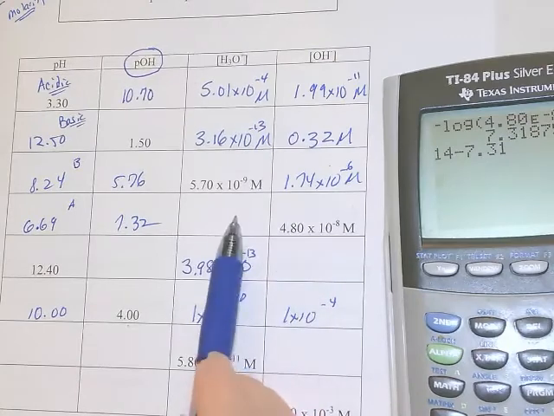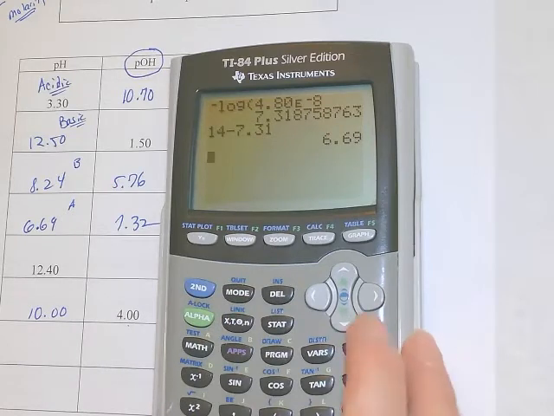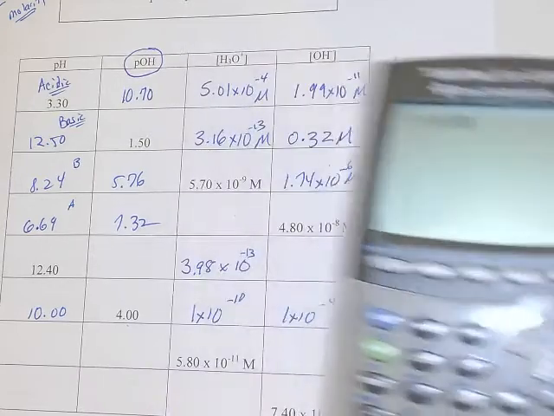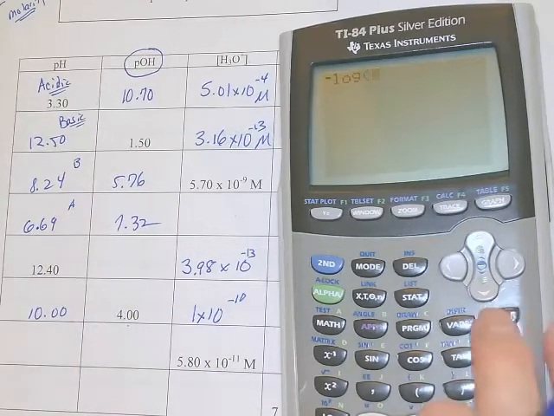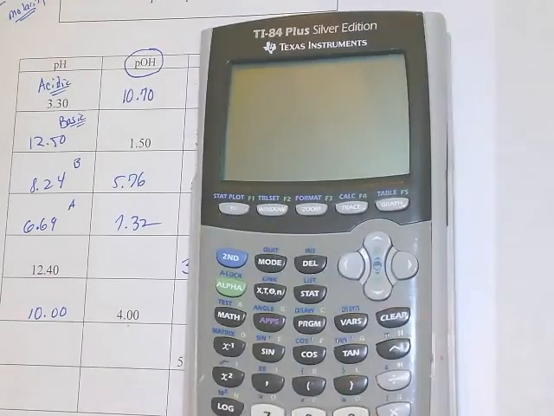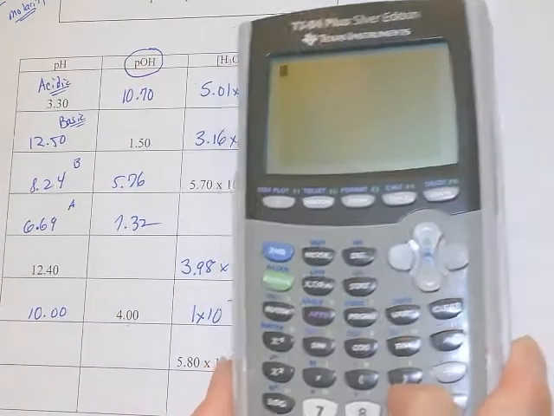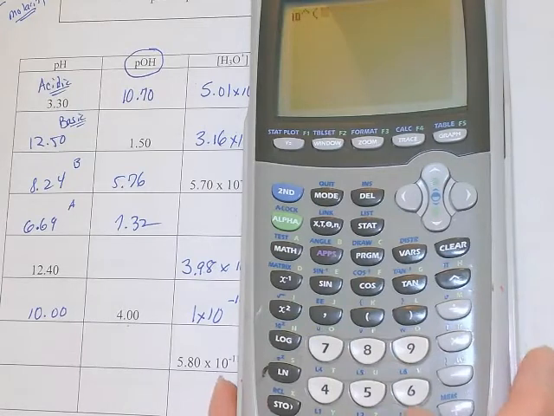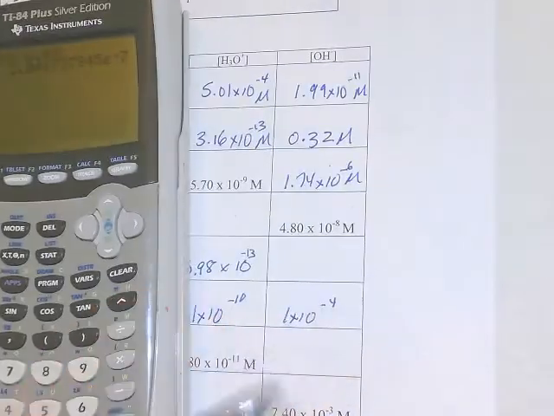Then to find your hydronium ion from your pH, let me go ahead and clear this. That would be negative log. Okay, I'm not sure why I'm messing you up. I don't mean to be. You've already got your pH. This is early morning messing me up here. So to find your hydronium ion concentration, you have to use your antilog. So second function log of negative 6.69 gives you your 2.04 times 10 to the negative 7.